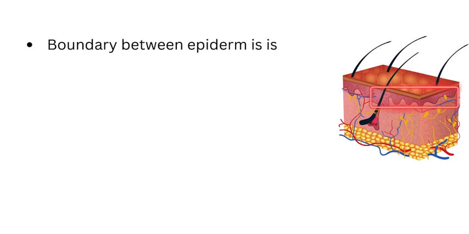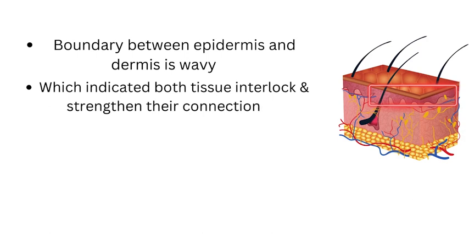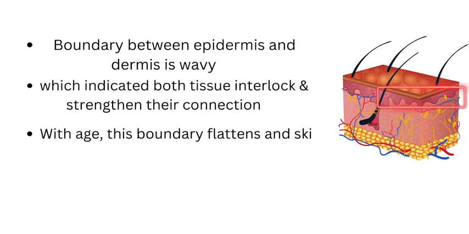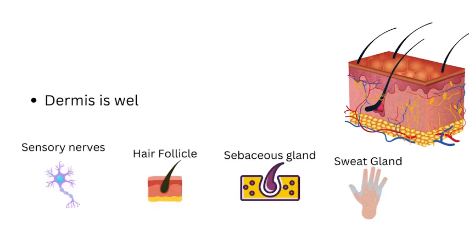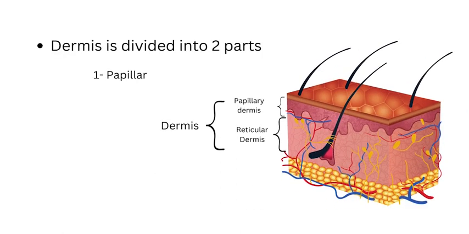The boundary surface between the epidermis and dermis is not flat but wavy, which indicates that the two tissues interlock and strengthen their connection. With age, this boundary flattens and the skin becomes more fragile. The dermis is well vascularized and contains sensory nerves, hair follicles, sebaceous glands, and sweat glands. Dermis is divided into two parts, the upper papillary dermis and the lower reticular dermis.